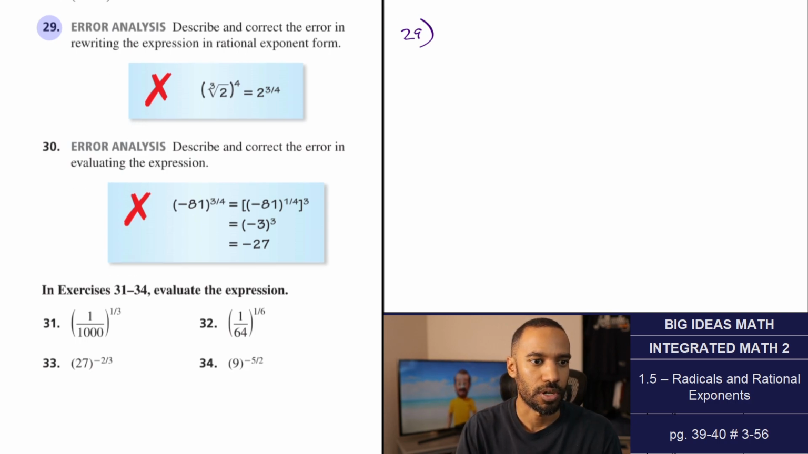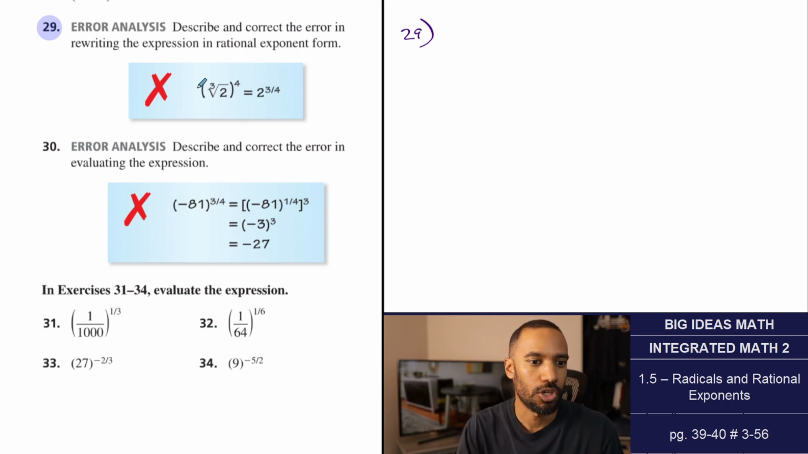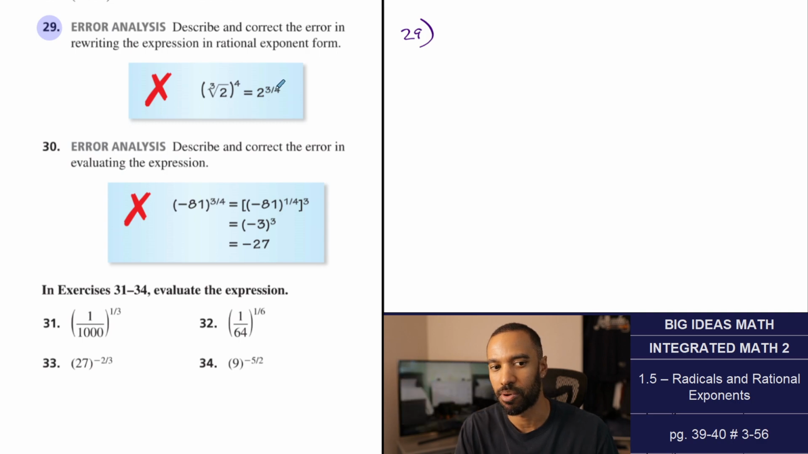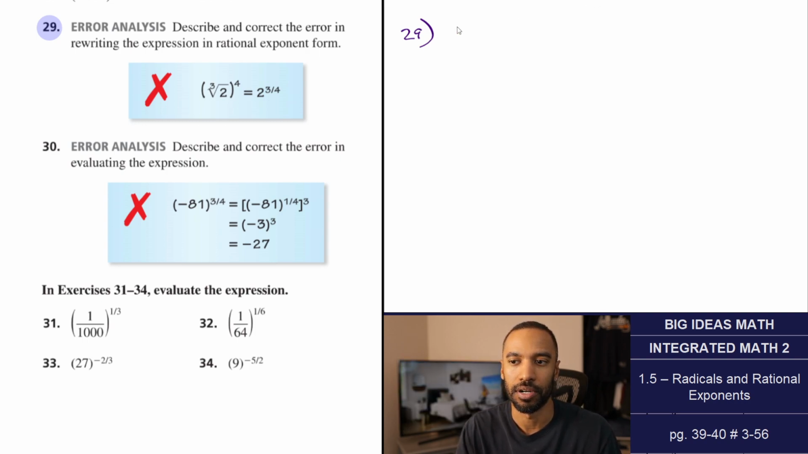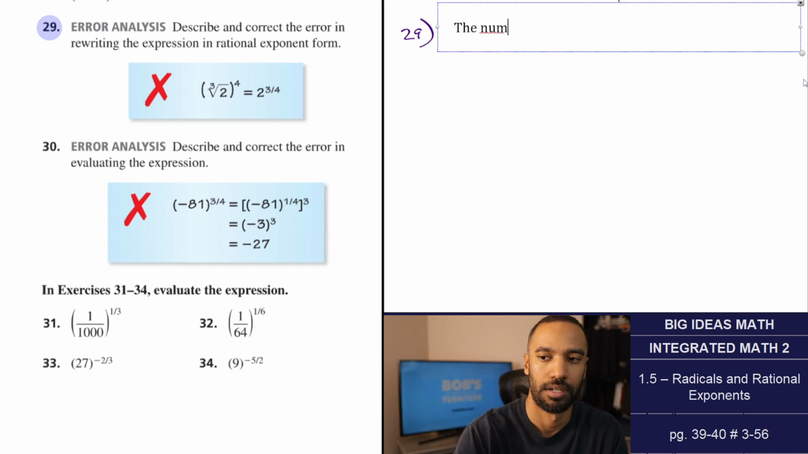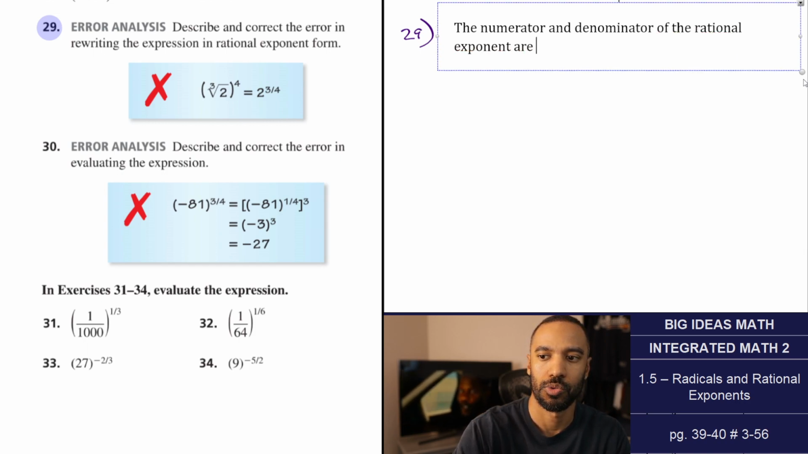Was there no instructions? Describe and correct the error in rewriting the expression in rational exponential form. So let's just look at it. They have the cube root of 2 to the 4th, rewritten as 2 to the 3/4 power. Their mistake is the 3 is the numerator in the exponent and the 4 is the denominator, when it should be the other way around, because that cube root of 2 is also 2 to the 1/3 power. So the numerator and denominator of the rational exponent are switched.